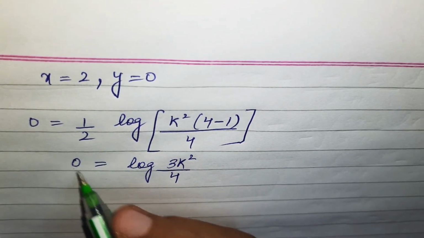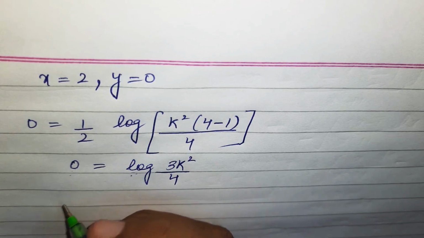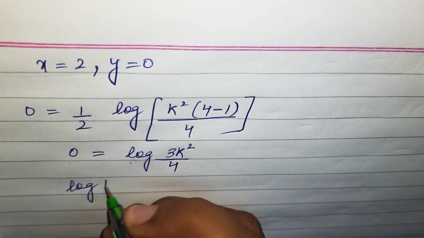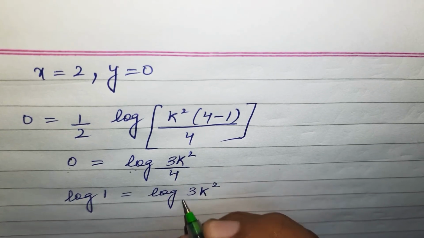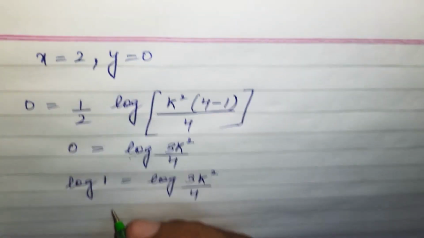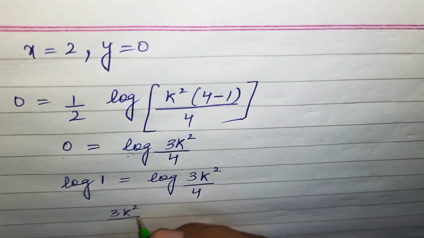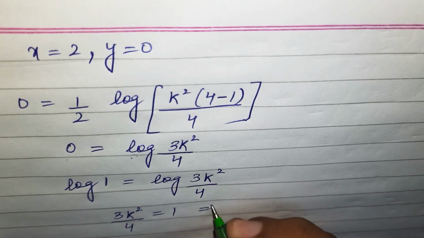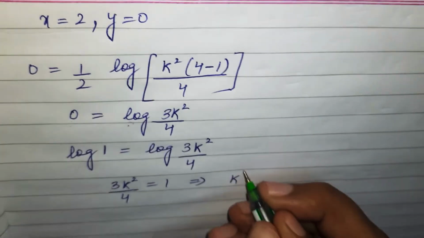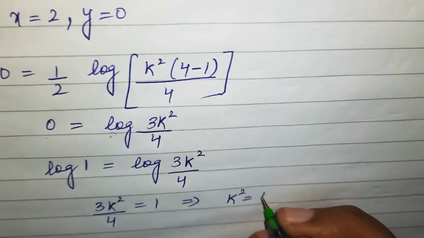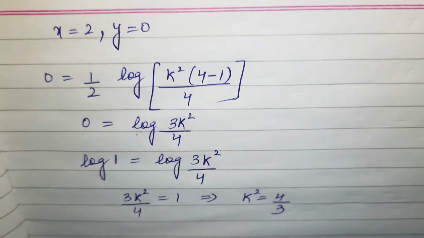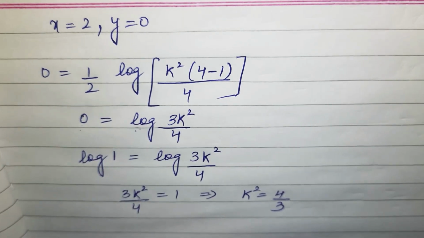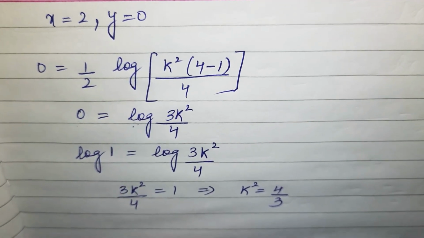Now what is the value of log? I want to compare. Log 1 is 0, so 0 can be written as log 1. Now from here I am able to calculate the constant term. So 3k square by 4 is equivalent to 1. So I will be getting k square as 4 by 3.